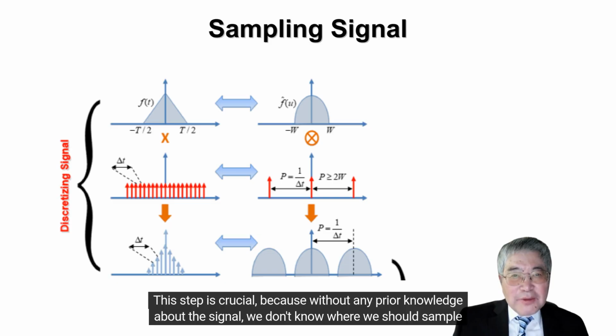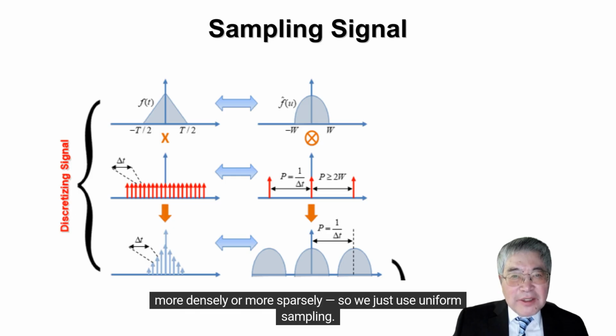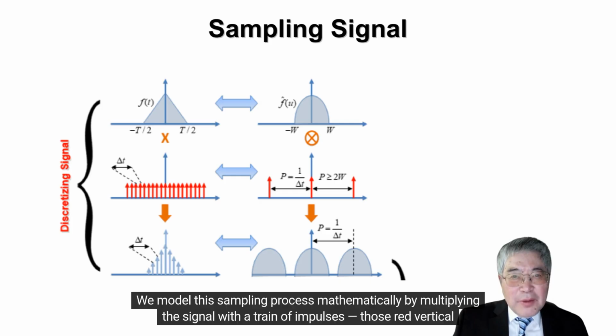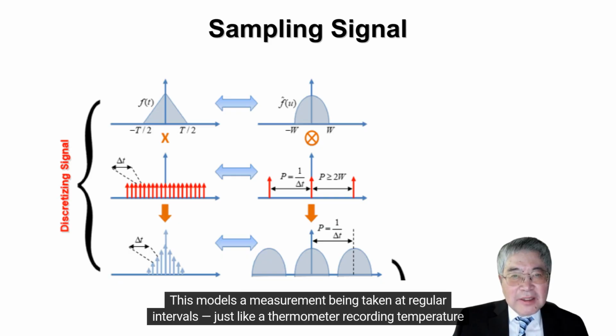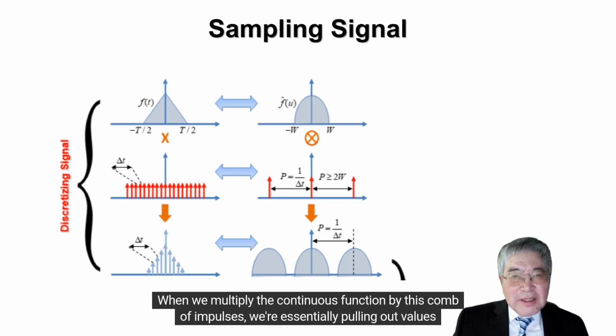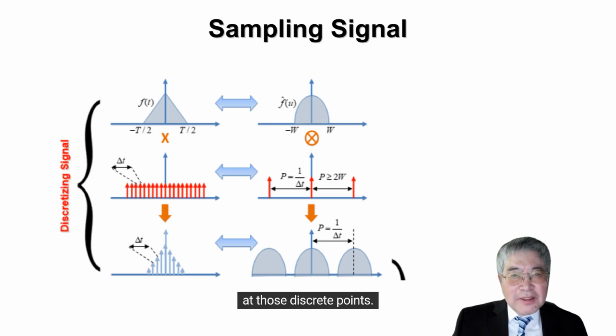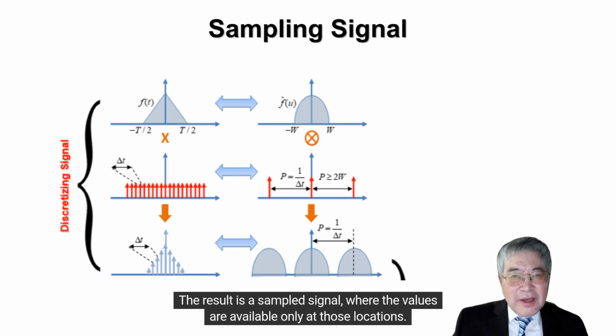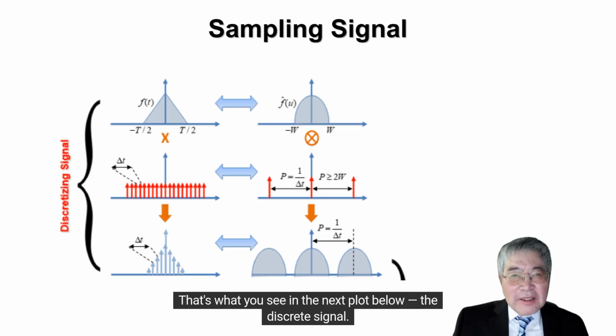This step is crucial because without any prior knowledge about the signal, we don't know where we should sample more densely or more sparsely, so we just use uniform sampling. We model this sampling process mathematically by multiplying the signal with a train of impulses, those red vertical lines spaced by delta t. This models a measurement being taken at regular intervals, just like a thermometer recording temperature every hour. When we multiply the continuous function by this comb of impulses, we're essentially pulling out values at those discrete points. The result is a sampled signal where the values are available only at those locations. That's what you see in the next plot below, the discrete signal.